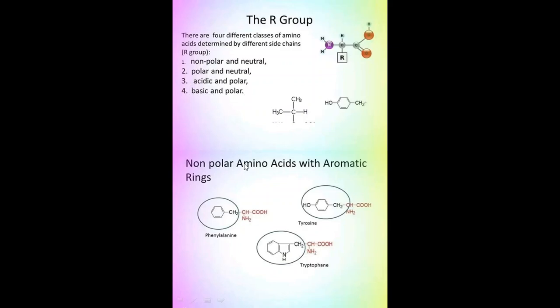Let's have an example: non-polar amino acids with an aromatic ring. These are the 3 main amino acids with an aromatic ring. We have phenylalanine with a benzene ring, which is neutral. We have tyrosine with a benzene ring, which is quite non-polar, and also tryptophan with a benzene ring, which is quite non-polar. Tyrosine and tryptophan have an oxygen atom and nitrogen, which confer some polarity, but it's quite negligible for this consideration.